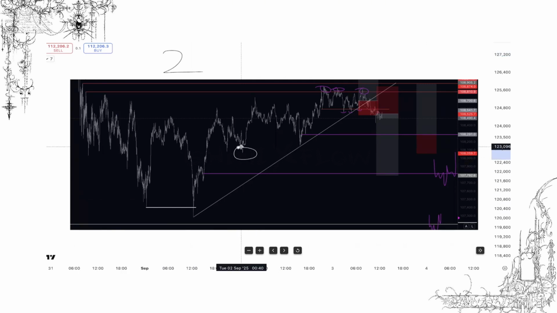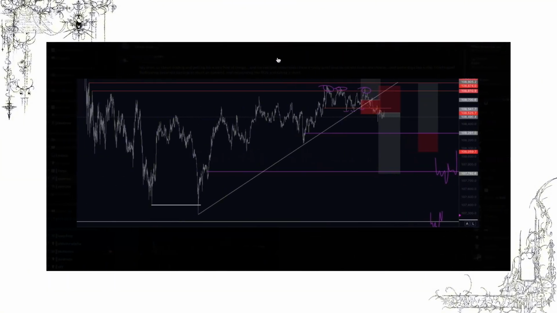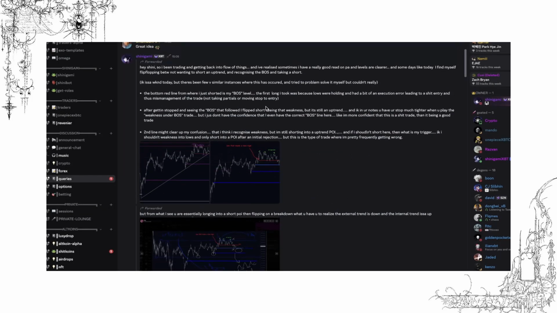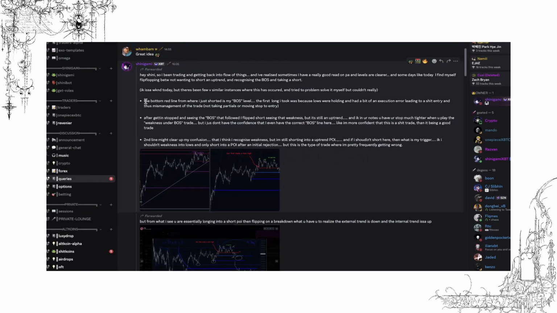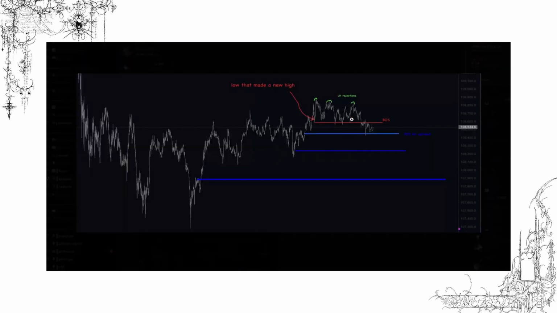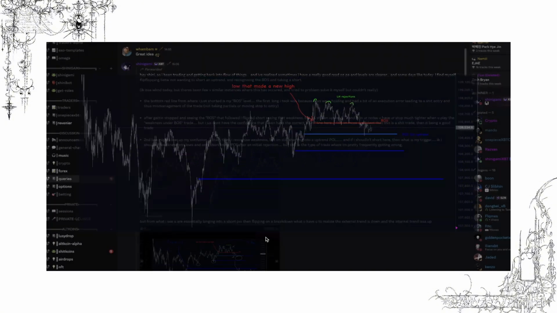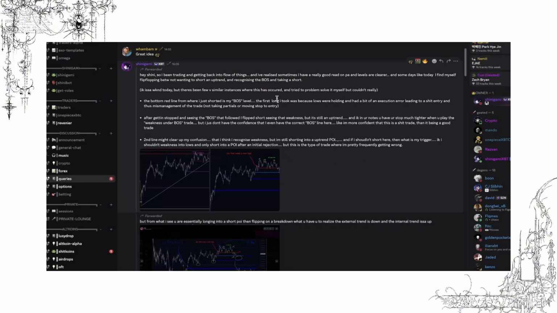Right. So first of all, what we have here on this specific price action is two trades that didn't go as planned. Let's read some more of the context on what really happened here. As shared from my guy: the bottom red line from where I shorted is the break structure level. The bottom red line is the break structure level right here for him. And I shorted my break structure level. The first long I took was because lows were holding, and I had a bit of an execution error leading to a bad entry. And this is very common.